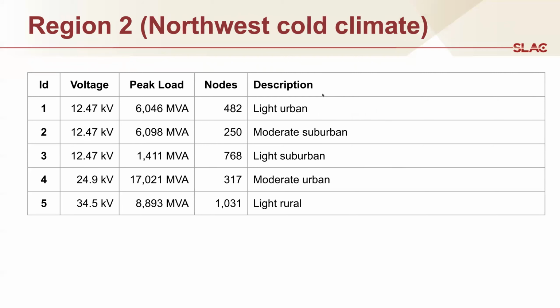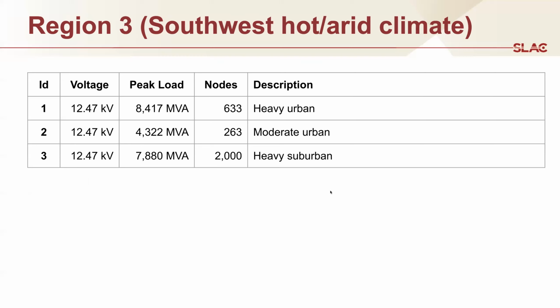Similarly, in the northern region, we have a breakdown of different voltages, including a 35 kV network model. That's pretty large. That represents a very light rural loading, and you can see the other kinds of load mixes that are available for the other feeders. For the desert southwest region, we have again just 3 models, but one of them is a very large model with a heavy suburban loading condition, and the others are just representative of moderate urban and heavy urban loading.